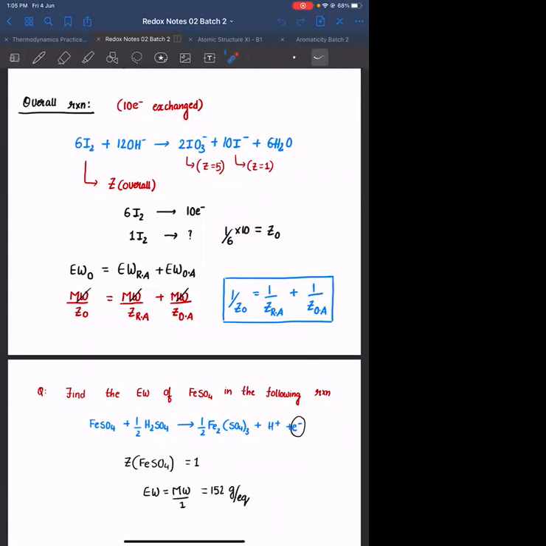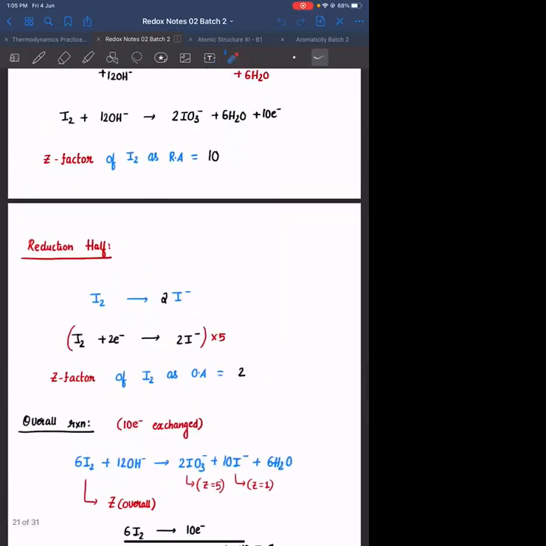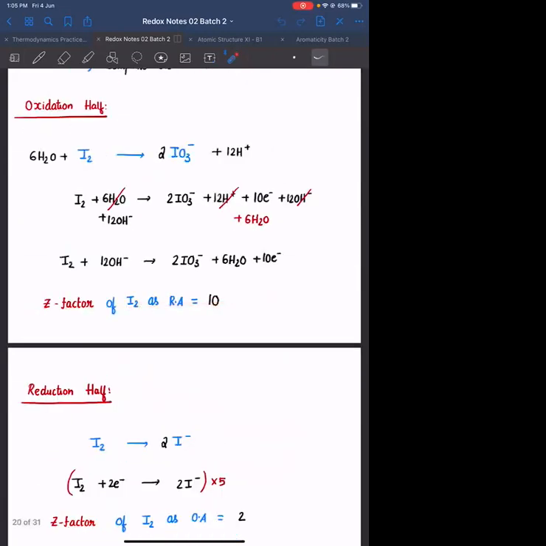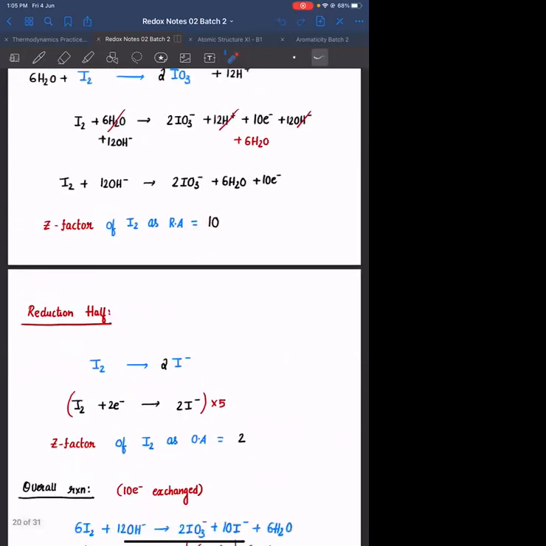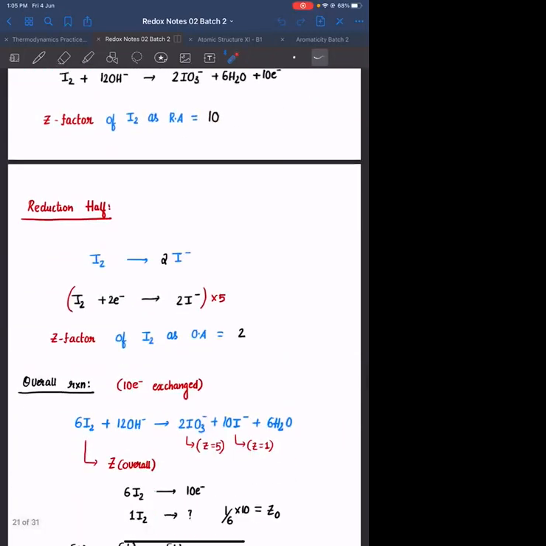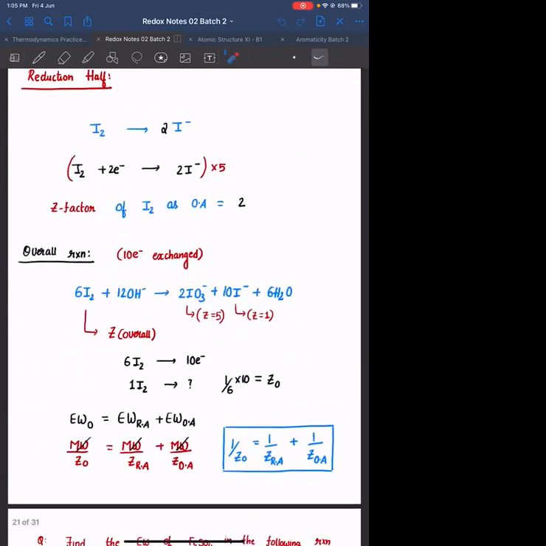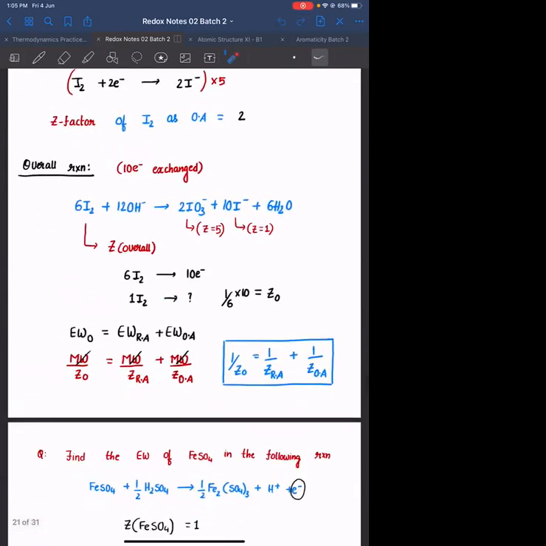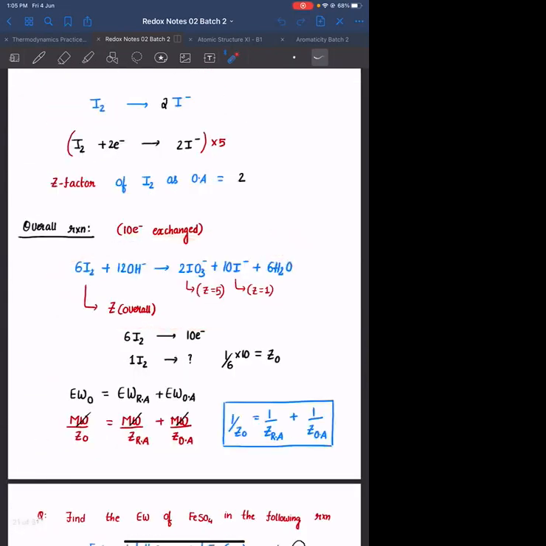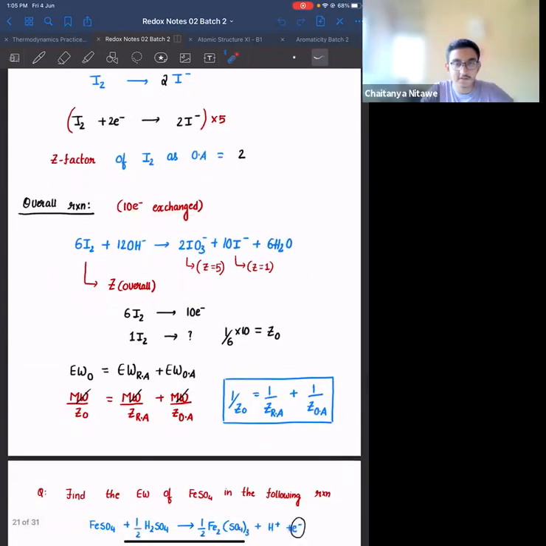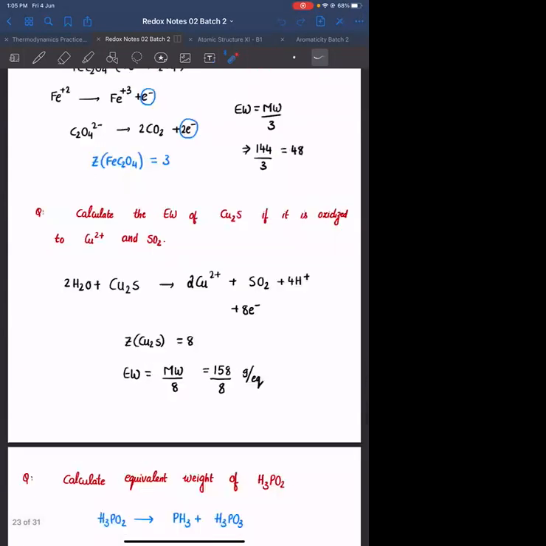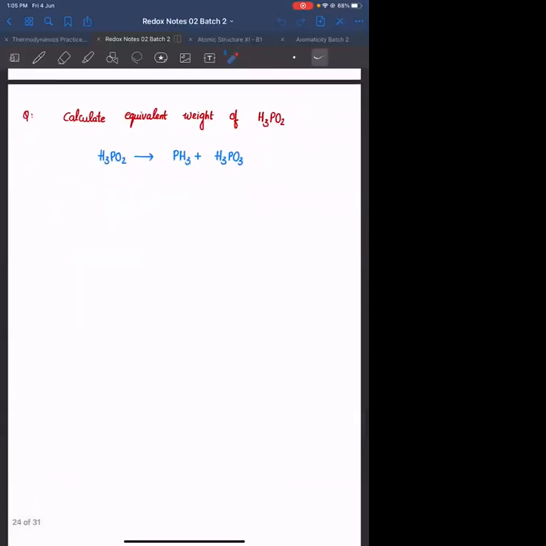Okay. You can either do this, you can write the individual half reactions. Half reactions में Z factor as a reducing agent, Z factor as an oxidizing agent. You can calculate that, right? Once you get that, you can calculate the overall Z factor, or you can write the complete reaction. Complete reaction में total number of electrons per molecule कितना है देखो. That will become the overall Z factor of I2. Agreed? हाँ sir. Okay. So please solve this question. We will go to the next concept.